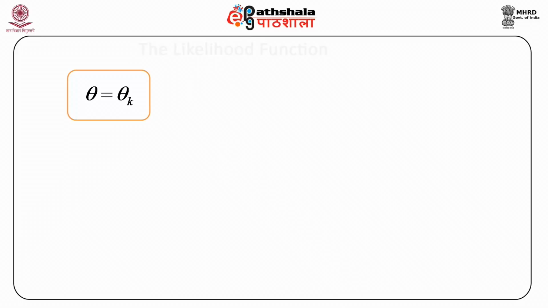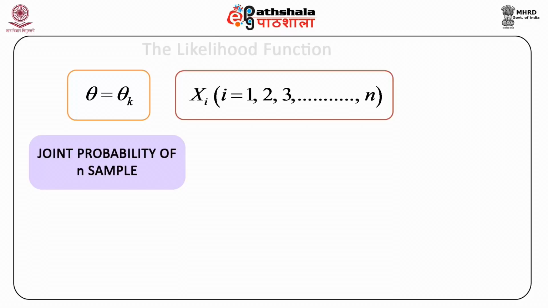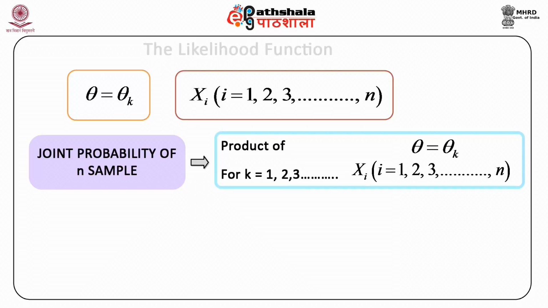Let theta be equal to theta k. We can obtain the distribution of xi, where i ranges from 1 to n, conditional to this value of theta. The joint probability of the n sample observations is the product of the probabilities of x1, x2 up to xn given theta is equal to theta k. Now this exercise can be repeated for each possible assumed value of the parameter, theta equal to theta k for k equal to 1 to 3. The value of theta that maximizes the probability of the sample is the maximum likelihood estimate of theta.